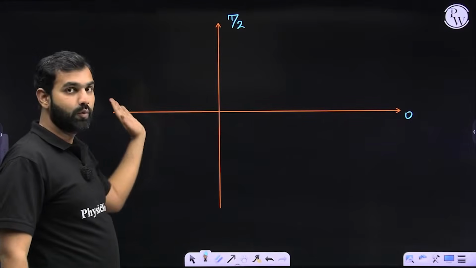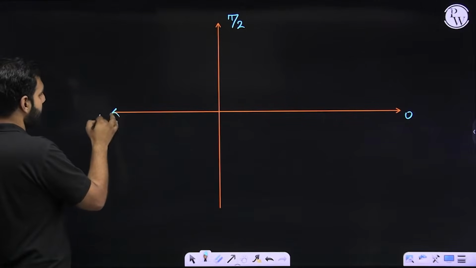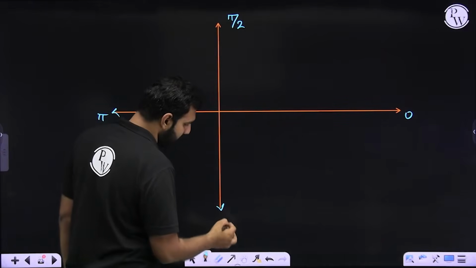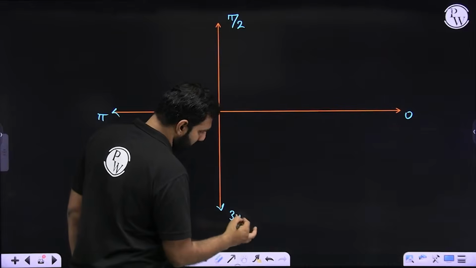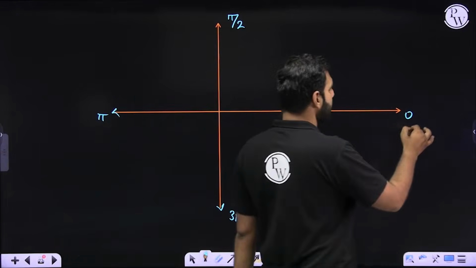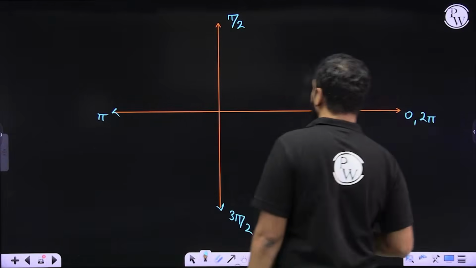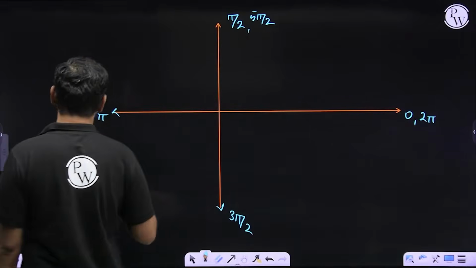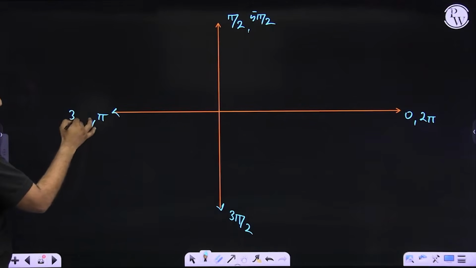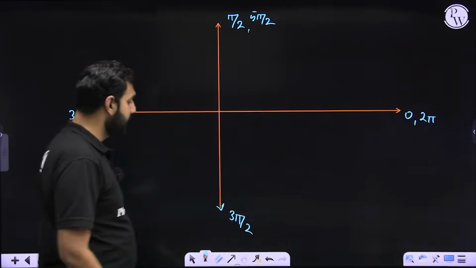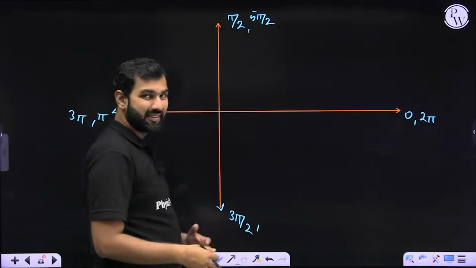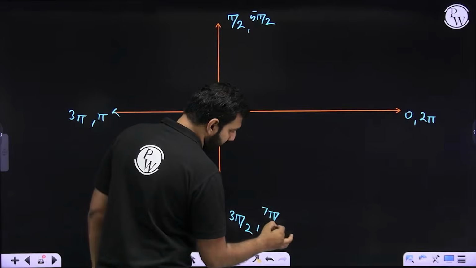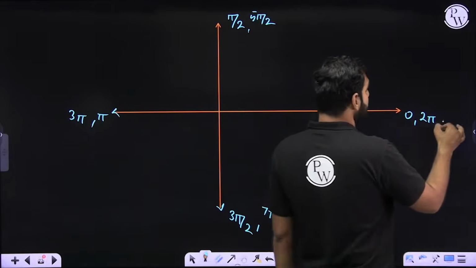From pi by 2, again I move anti-clockwise. So this will be pi. From pi, if I again move anti-clockwise 90 degrees or pi by 2, then this will be pi plus pi by 2, which is 3 pi by 2. Then 3 pi by 2 plus pi by 2 will be 2 pi. 2 pi plus pi by 2 will be 5 pi by 2. 5 pi by 2 plus pi by 2 will be, of course, 6 pi by 2, which is 3 pi. I hope you have started noticing the pattern. You must be seeing very clearly that this will be 7 pi by 2. Then here again, it will be 4 pi.